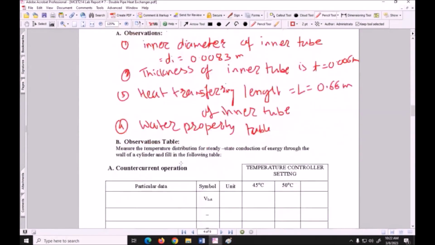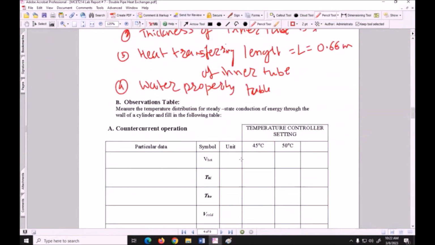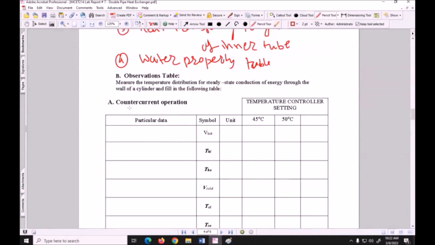Now we'll come back and do the experiment and record all the data. So, counter flow operation. Particulars, what are these? Symbol, VO, I will explain this.